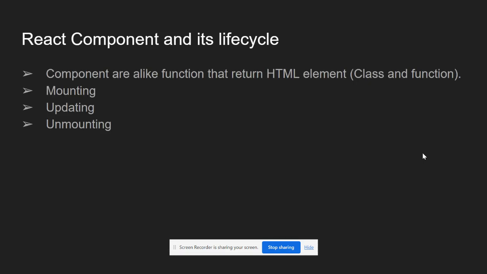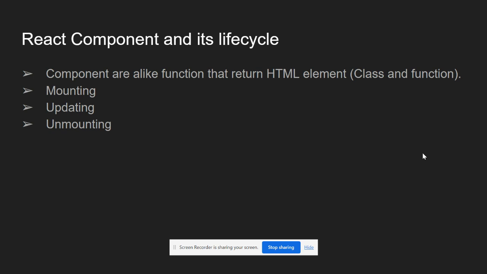React components and their lifecycle. Components are blocks of code that are reusable. A React component is like a JavaScript function that returns an HTML element. It takes arbitrary inputs which are known as props. In React, there are two types of components: class components and function components. Component names must start with an uppercase letter.